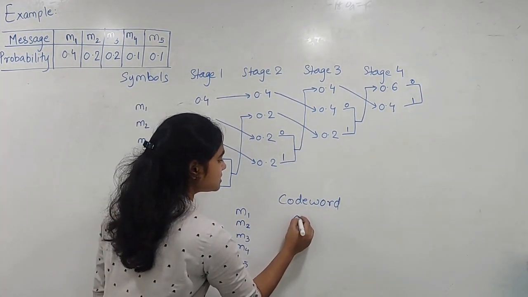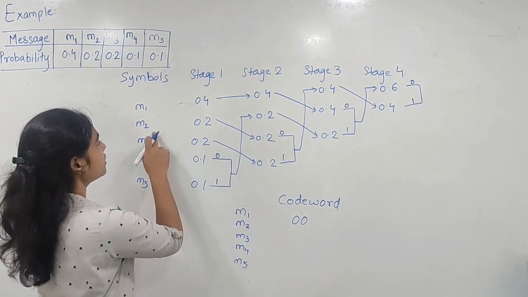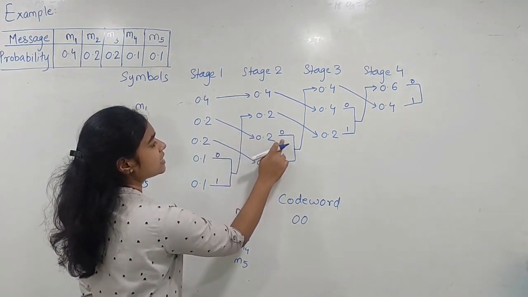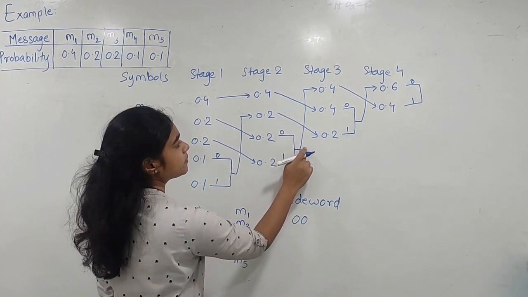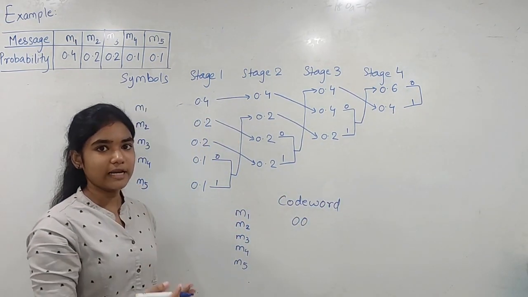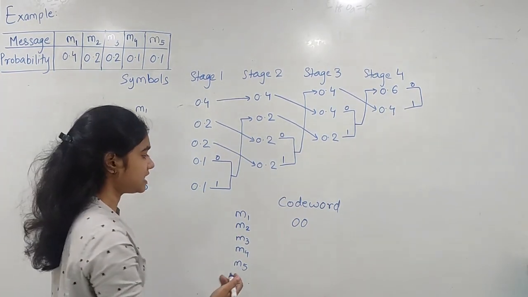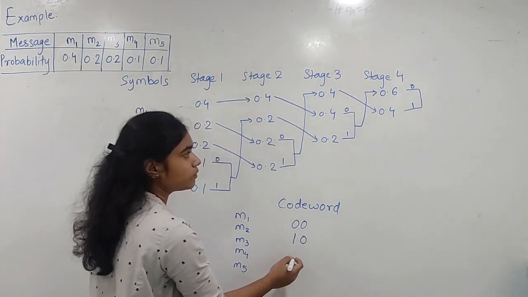So for M1 it's 0, 0. Now for M2, again track the arrows. See, for M2, we encounter 0 first and then we encounter 1. So it's 0, 1. Make sure that we are writing the code word from right hand side to left hand side. So it's 0 and then 1.